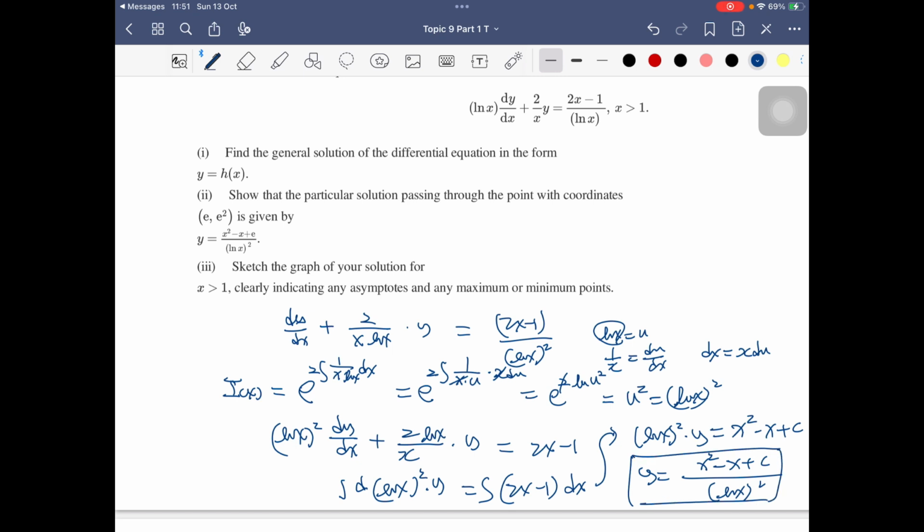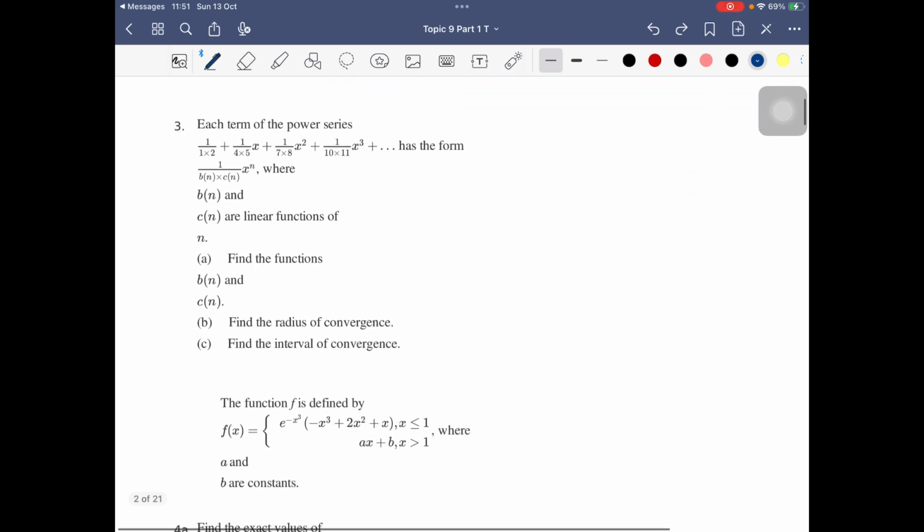The general solution has the constant c as it is unknown. But it gives us the condition that this passes through (e, e squared). So now e squared goes to (ln e) squared minus e plus c. So this is 1 anyway, so c should be e. That's why the result comes like this. So sketch the graph. Yeah, you can go through the calculator, GDC.